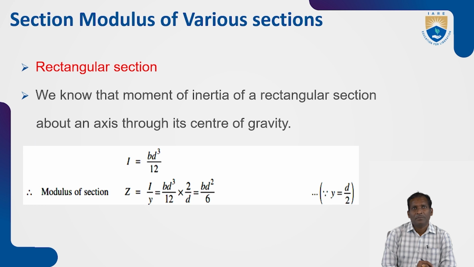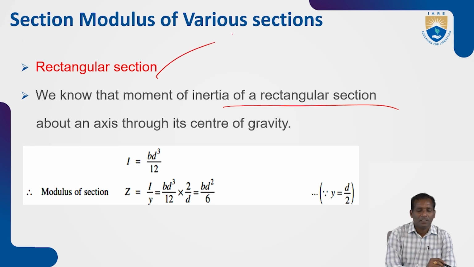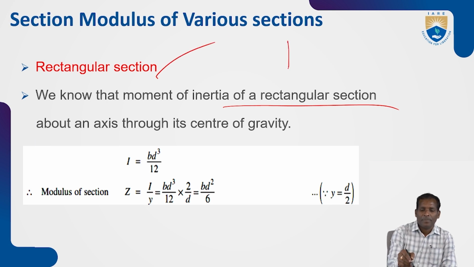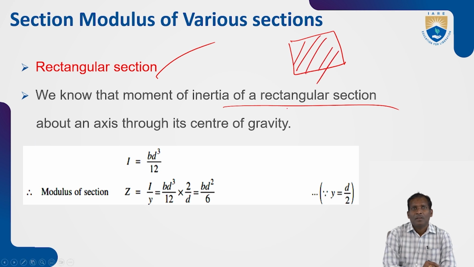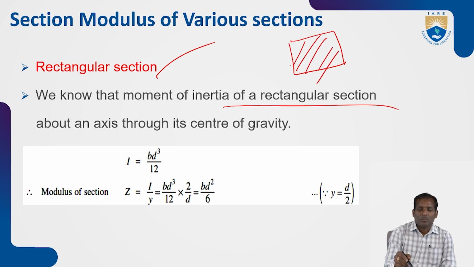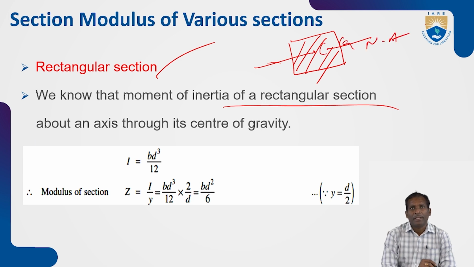For a rectangular section, we know the moment of inertia about an axis through its center of gravity. Now the section modulus of various sections; first you see the rectangular section. If you take a rectangular section like this, the neutral axis is passing through the center of gravity.